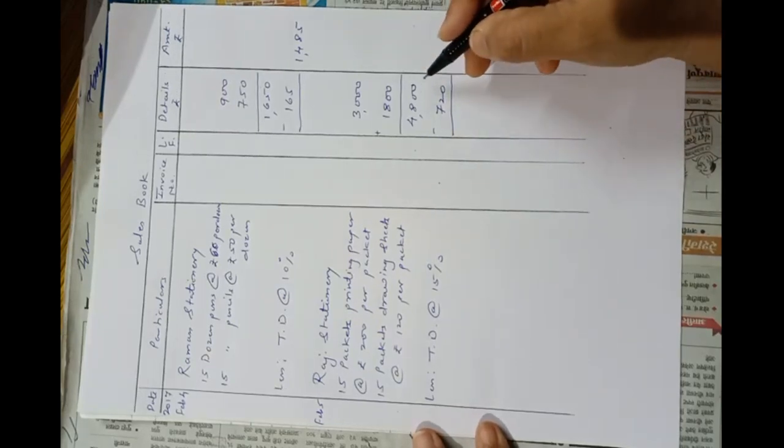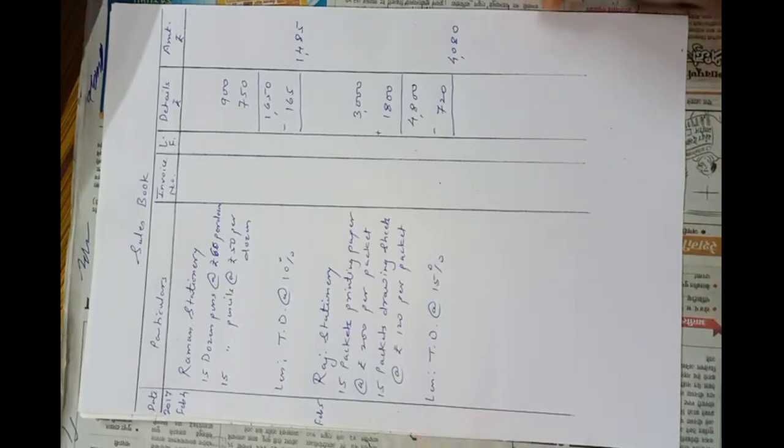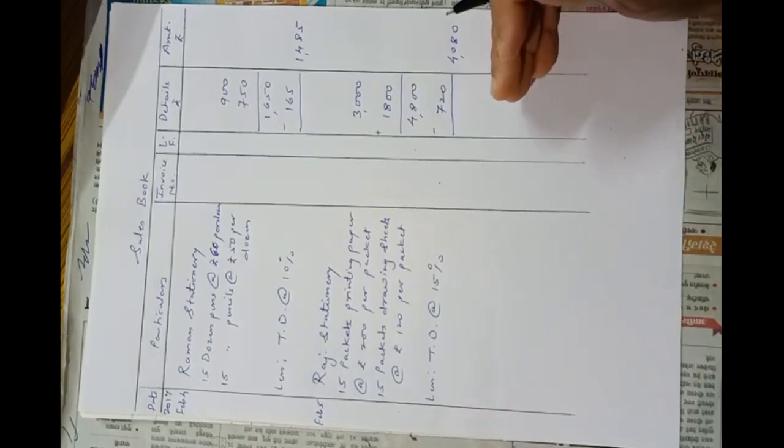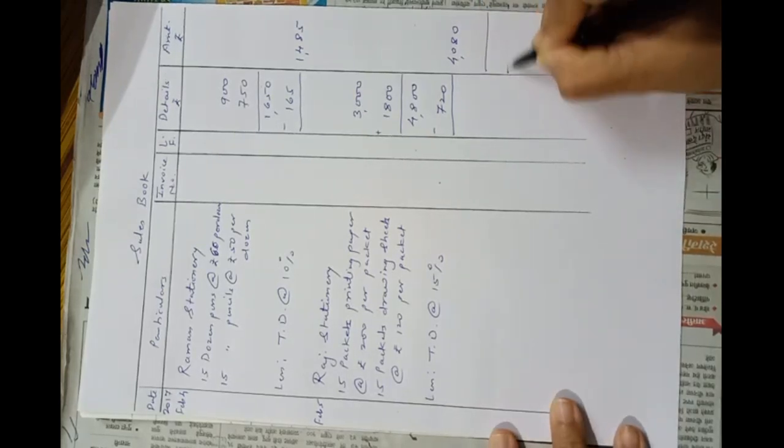So 4800 minus 720, so it will be 4080. So there are only two transactions of credit sale of goods. So now we will add these amounts.